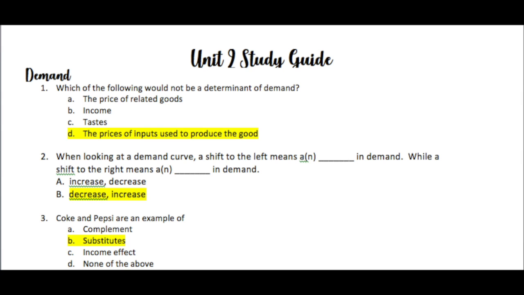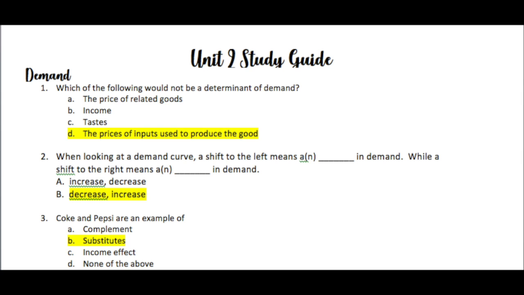A, B, and C are all determinants of demand, but the prices of inputs used to produce the good, that is a determinant of supply. Then number 2, when looking at a demand curve, a shift to the left means a decrease in demand, while a shift to the right means an increase in demand. We covered that pretty extensively in class.